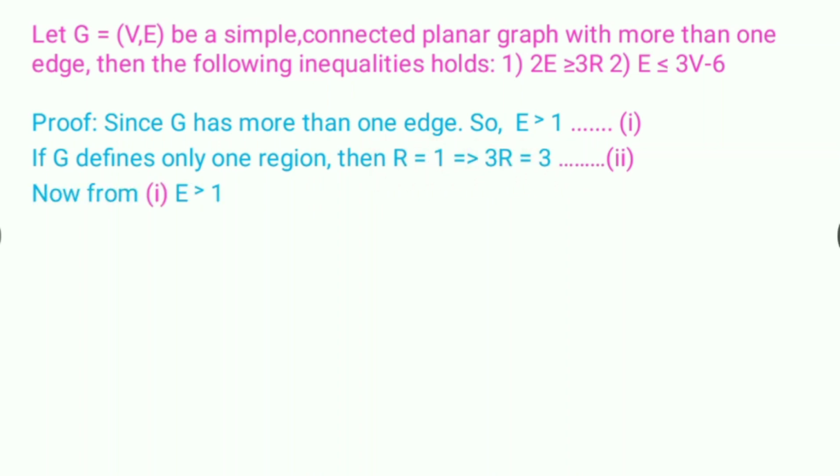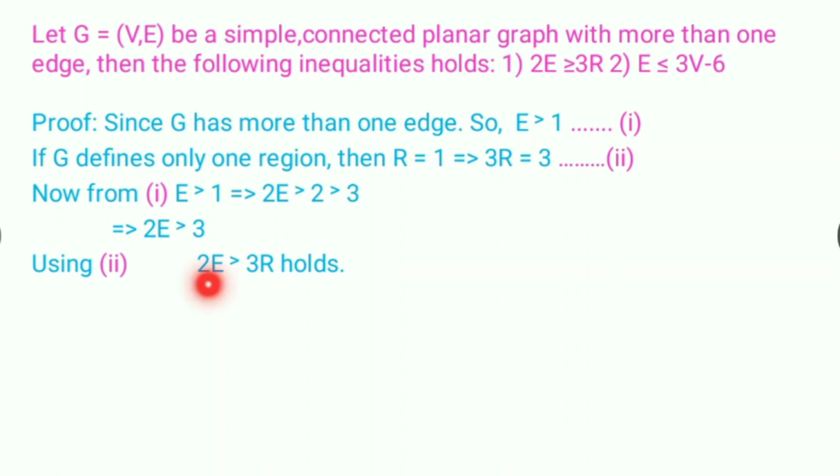Now from equation 1 we have E is greater than 1. If we multiply by 2 both sides, we get 2E greater than 2, and we know 2 is greater than or equal to 3 with this substitution. If we substitute equation 2 here, from equation 2 we have 3 is equal to 3R, so we get 2E greater than 3R. So if the region is 1, then the first inequality holds.